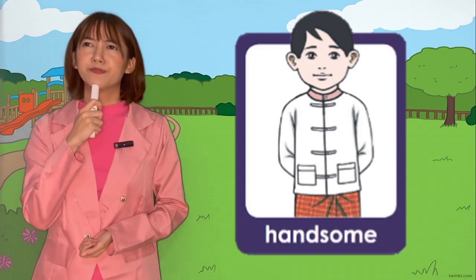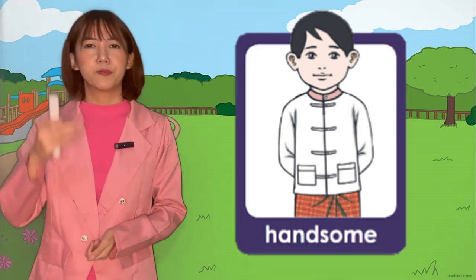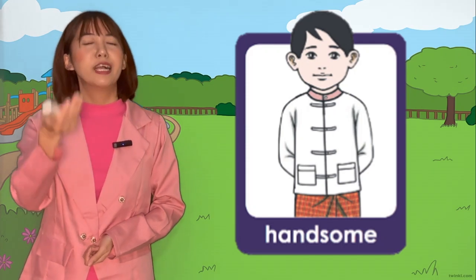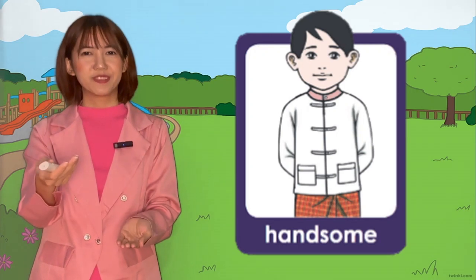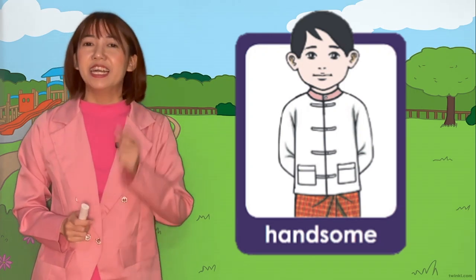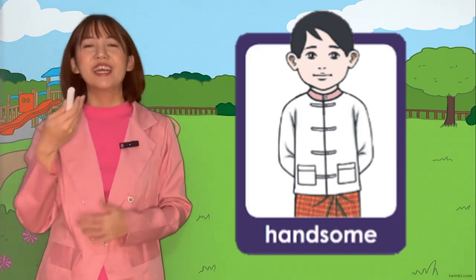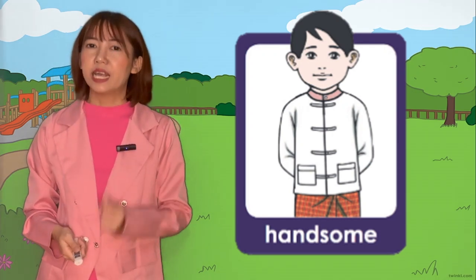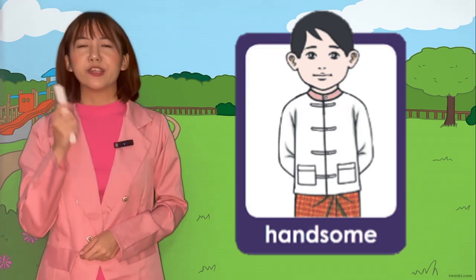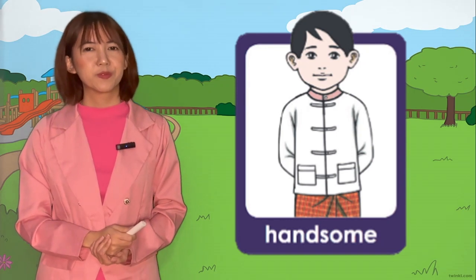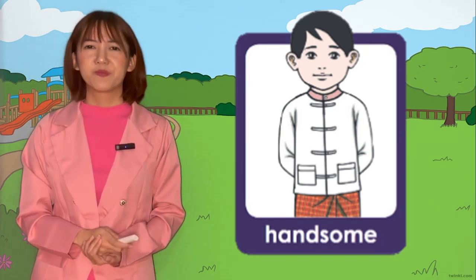Very good. Okay. What about grandfather? This is my grandfather. He is handsome. Very good. Okay. This is my father. He is handsome. This is my brother. He is handsome. This is my grandfather. He is handsome. This is my uncle. He is handsome.